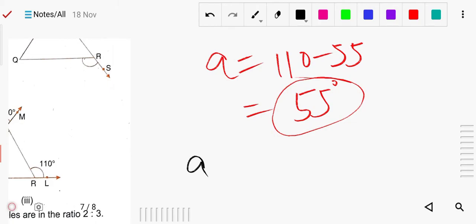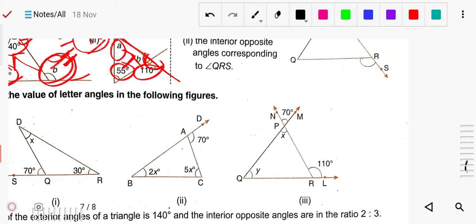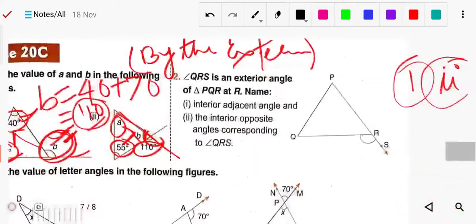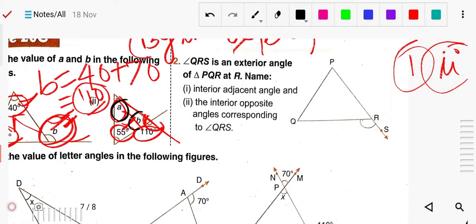Here angle B we have to find. Either you can use the linear pair, or you can use the other method. There are two methods. The sum of these three, A plus B plus 55 equals 180 degrees, the sum of the angles of a triangle. Or you can use the straight line property, the linear pair: angle B plus 110 equals 180 degrees because of linear pair.